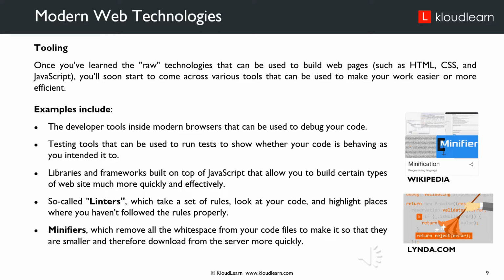libraries and frameworks built on top of JavaScript that allow you to build certain types of websites much more quickly and effectively, so-called linters, which take a set of rules, look at your code and highlight places where you haven't followed the rules properly, minifiers, which remove all the white spaces from your code files to make them smaller and therefore downloadable from the server more quickly.